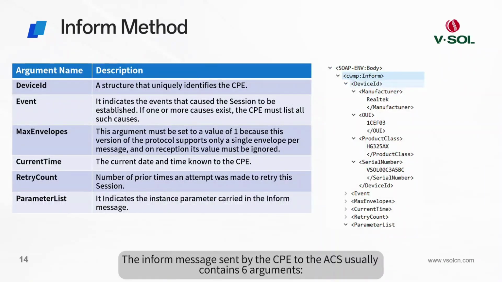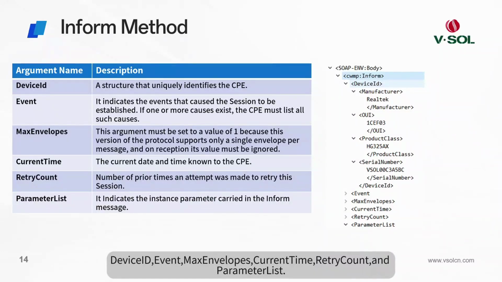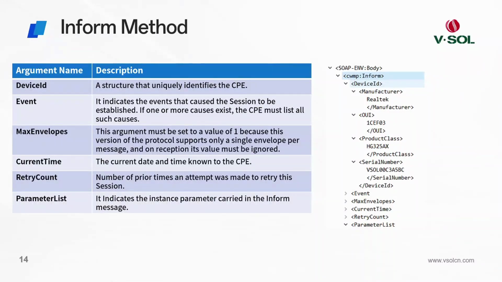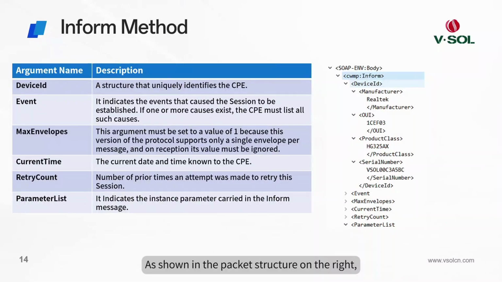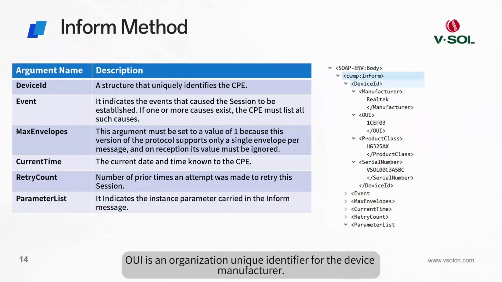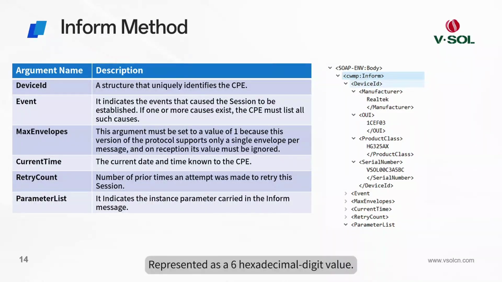The inform message sent by the CPE to the ACS usually contains 6 arguments: device ID, event, max envelopes, current time, retry count, and parameter list. Device ID uniquely identifies a CPE. As shown in the packet structure on the right, it contains 4 parameters consisting of manufacturer, OUI, product class, and serial number. OUI is an organization unique identifier for the device manufacturer, represented as a 6 hexadecimal digit value.